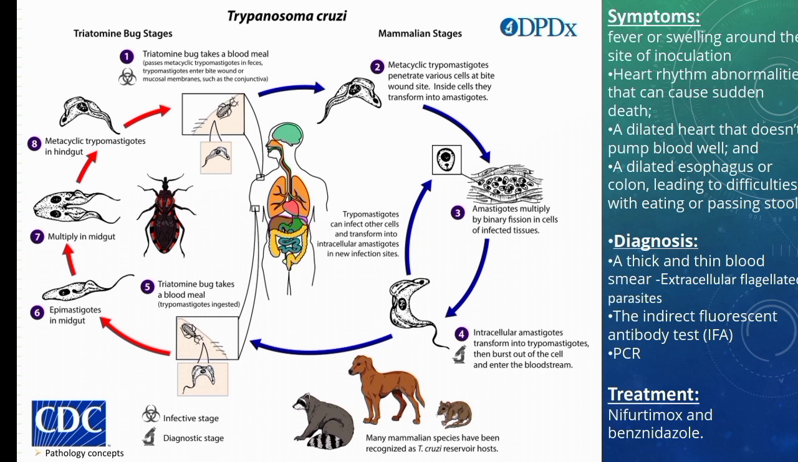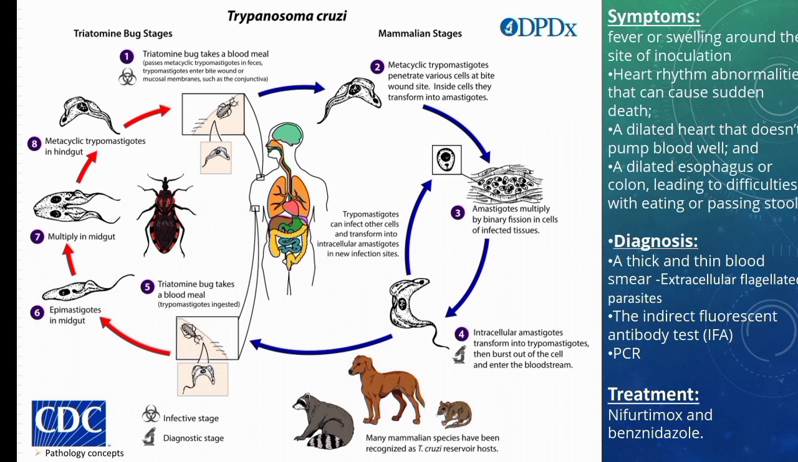The difference is that the vector here is the triatomine bug and the metacyclic trypomastigotes form amastigotes by binary fission in this cycle. The symptoms are fever and swelling around the site of inoculation, heart rhythm abnormalities, a dilated heart that is unable to pump blood well, and a dilated esophagus and colon leading to dysphagia and difficulty in passing stool.